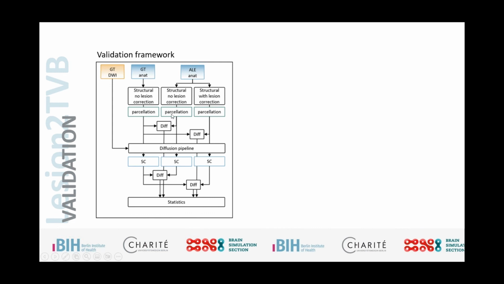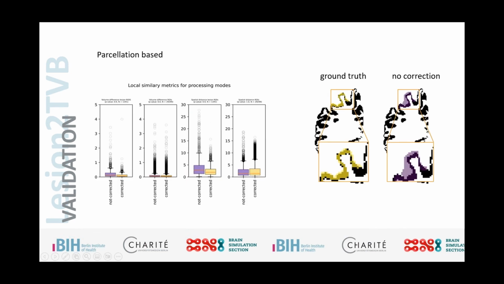And then we used this parcellation because we wanted to know how those differences might affect downstream processing and even TVB simulation. We used those 3 different parcellations that we had, all with the actual healthy diffusion weighted imaging data that we had, and ran the diffusion pipeline, created structural connectomes, and then did the same thing by comparing the difference between the structural connectomes of the ground truth and the not corrected version and our corrected version, and then performed statistics to see how different they were.